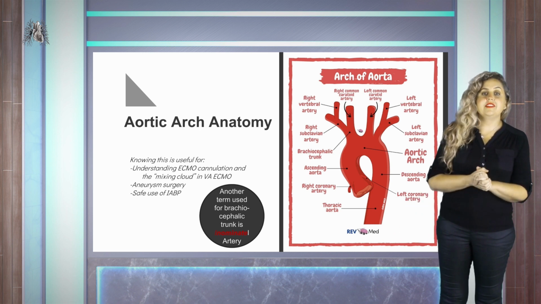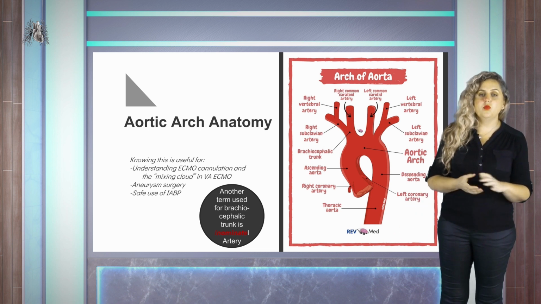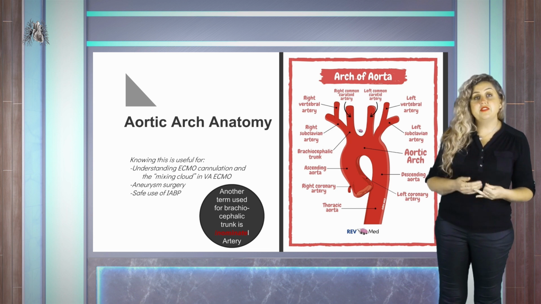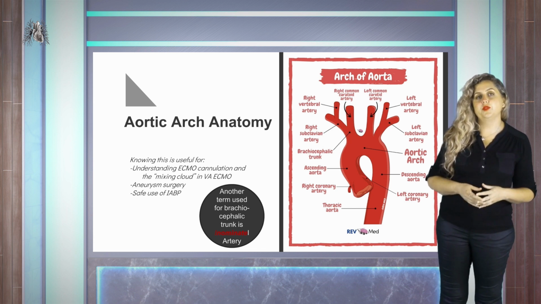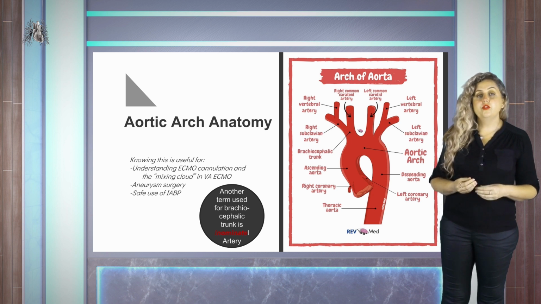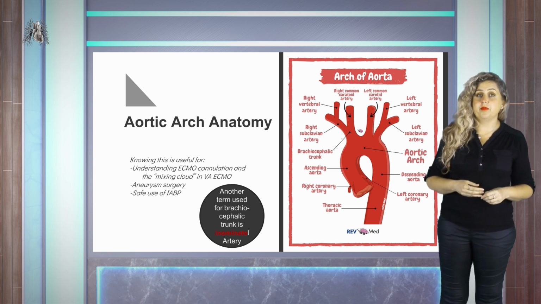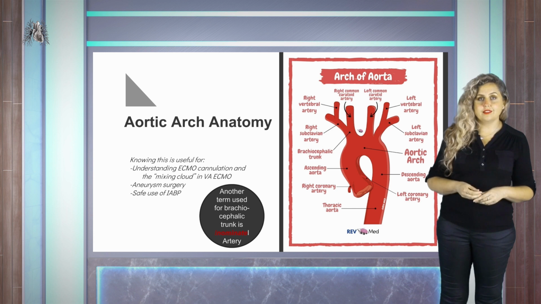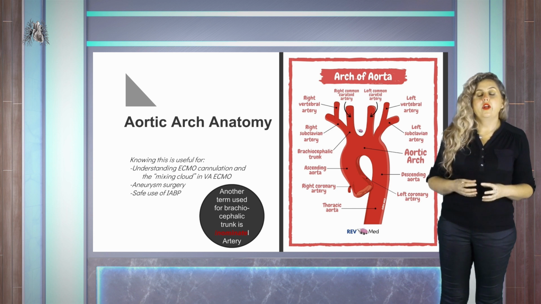Okay, next up is the aortic arch anatomy. This is the one that I said is often a bit left out. This anatomy is very useful to understand when it comes to ECMO, especially VA and the mixing cloud, which we will get to eventually towards the end of the year. Also, looking after patients with a balloon pump. This is important to understand why some of the nursing observations are so critical when using that device. Also, obviously, it's very applicable in aneurysmal surgery.